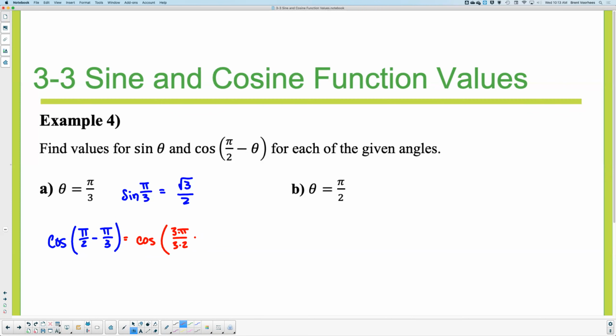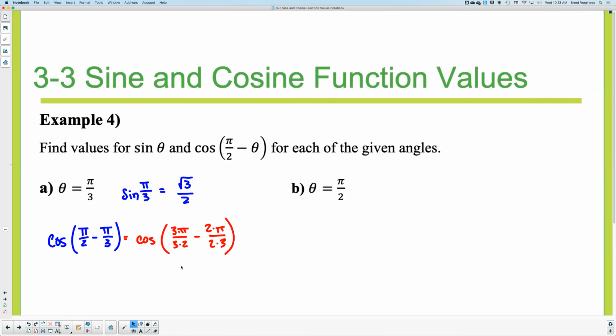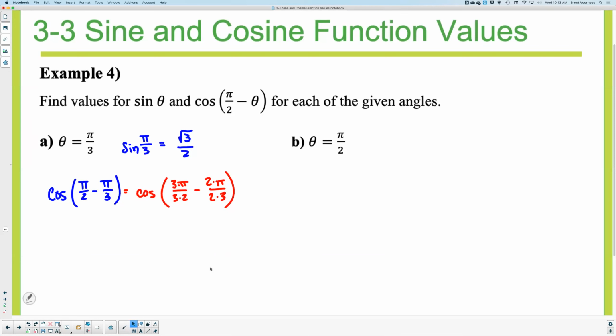That's going to be over 6 minus... Now, what do I need to multiply here to get to 6? 2. 2 times pi over 2 times 3. Again, I'm just multiplying by a weird-looking 1. That's all I'm doing. And we're going to reduce this one more time, and then we'll get our answer. So this is 3 pi over 6 minus 2 pi over 6, which is equal to 1 pi over 6.